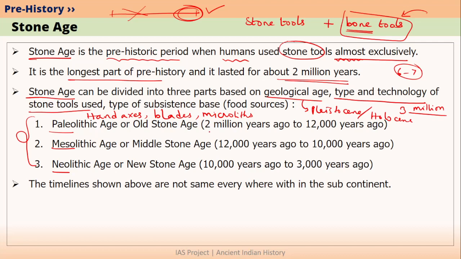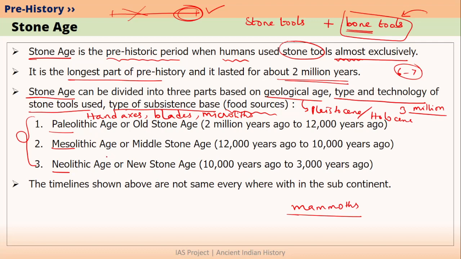Also, the most important one is the type of subsistence base, that is the food sources that people had. Were they hunting and gathering, or did they know agriculture? Or if they were hunting and gathering, what type of animals were they hunting? Were they hunting large animals like mammoths? Mammoths were like huge elephant kind of animals. Or were they hunting small animals like rabbits and deer? So depending on this also, Stone Age can be divided into 3 phases.